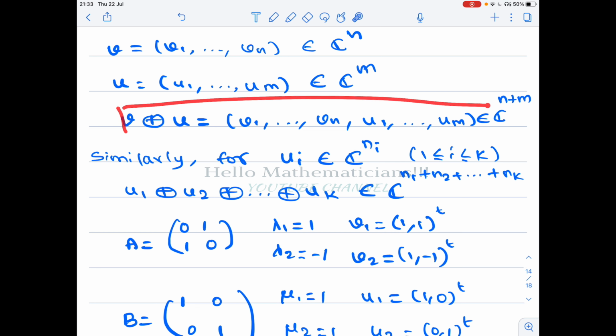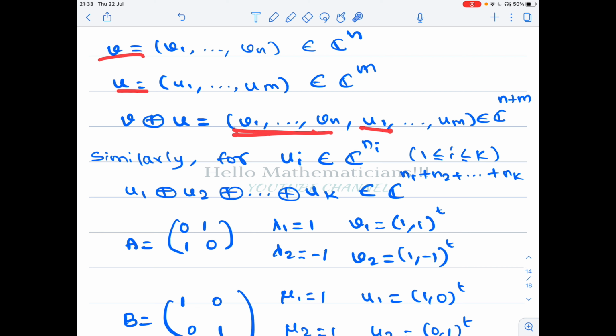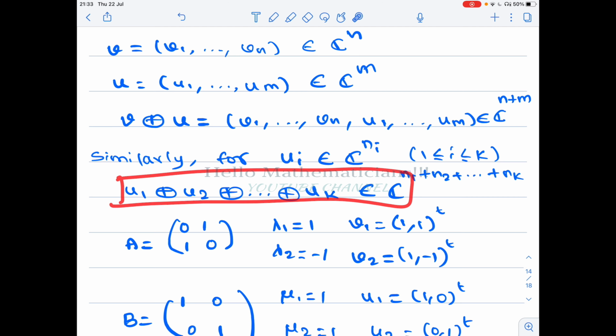So I'm just generalizing this for k vectors. First you put u1, second you put u2, and you keep doing it. This is just a notation that we're going to use.